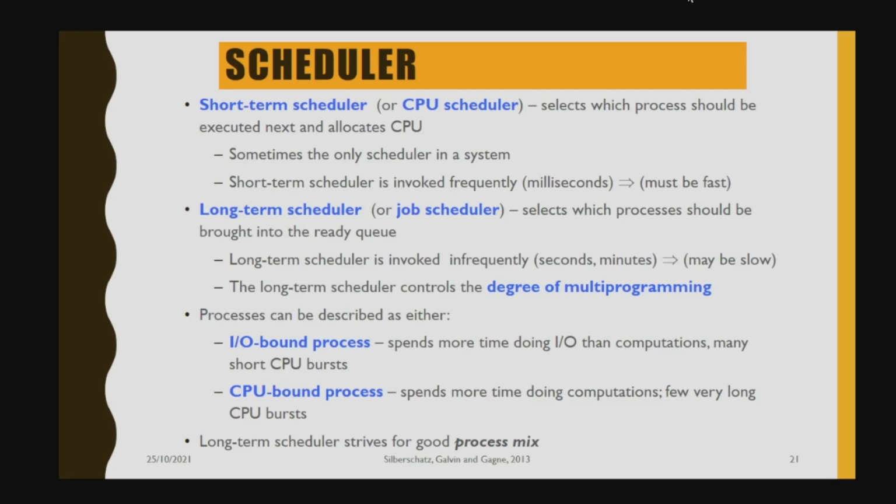An input-output bound process spends more time doing input and output than computation, with many short CPU bursts. A CPU bound process spends more time doing computations, with few very long CPU bursts. So long-term schedulers strive for a good process mix.